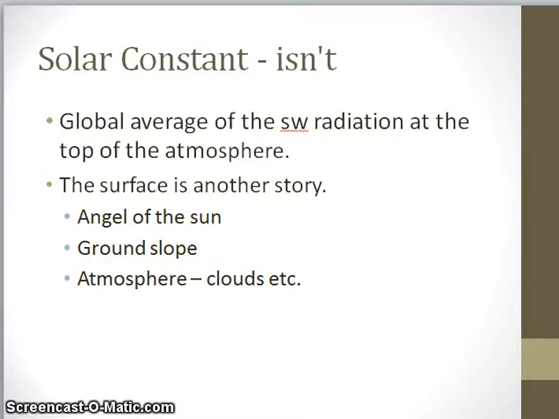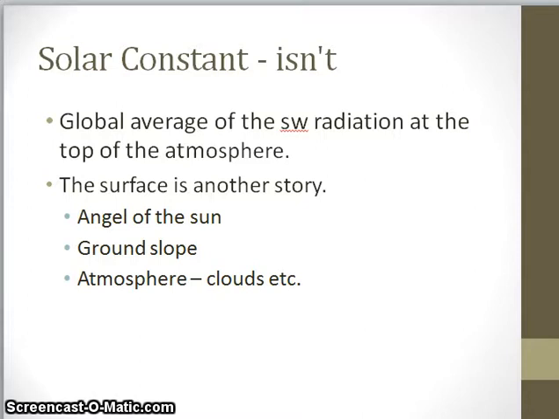Okay, the book talks about the solar constant, which is the global average amount of solar radiation at the top of the atmosphere. But when you get to the surface, the solar constant is really variable, and this is due to the angle of the sun. Remember, a direct subsolar point at the surface is going to have more sunlight than further up in the column of air. It's also going to be changed by a very steeply sloping ground.